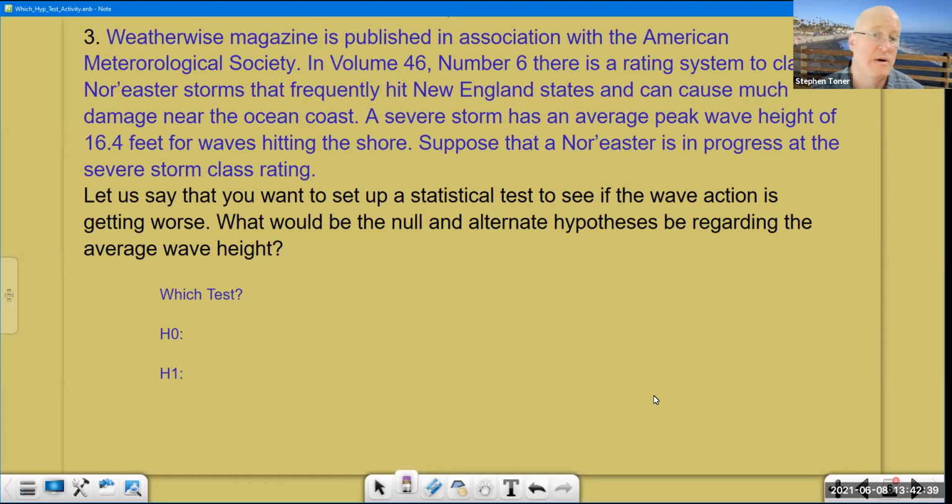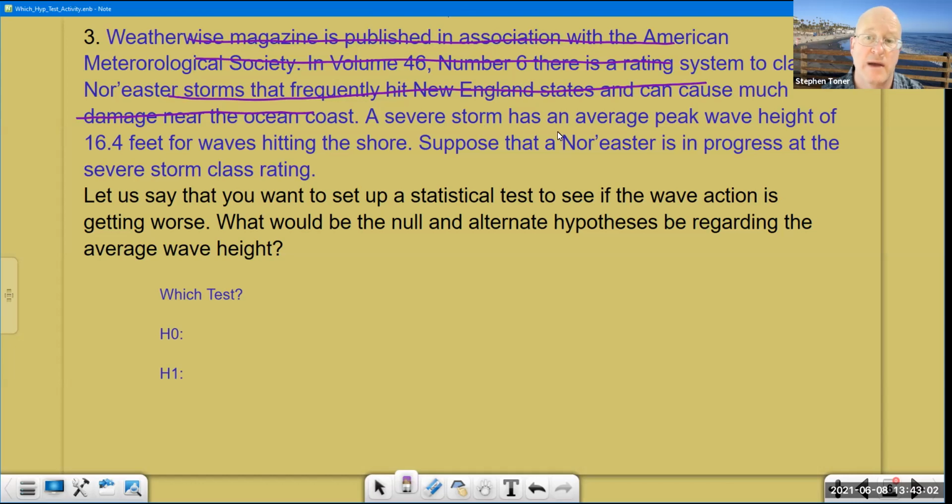WeatherWise magazine is published in association with the American Meteorological Society. In volume 46, number 6, there's a rating system to classify nor'easter storms that frequently hit the New England states and can cause much damage near the ocean. All that stuff basically says we're dealing with nor'easters. It's stuff that we can just ignore there.